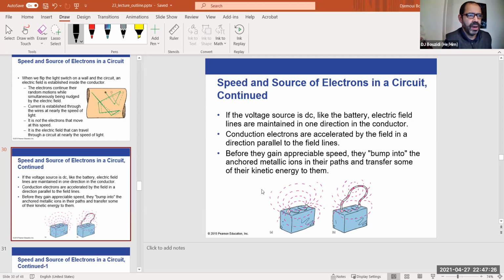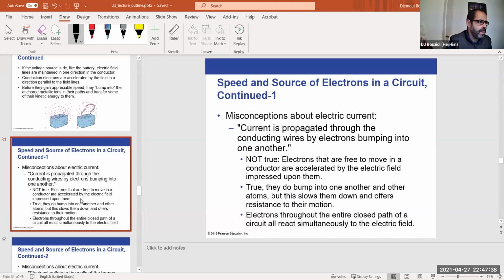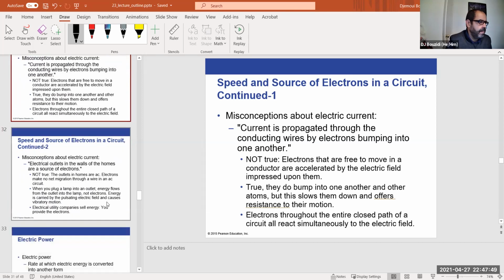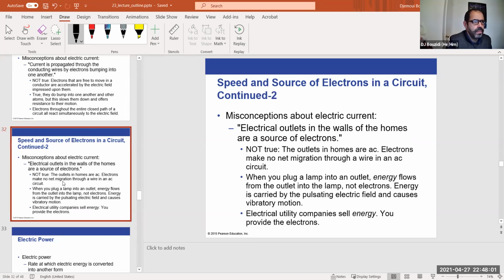Again, this is exactly what I was talking about. They're accelerated, but then they bump into the anchored metallic ions, which they lose all of their energy, and then they keep on moving until they reach the other end. So they're not bumping into one another. They bump into actually the ions. That's another misconception that's very important to remember.